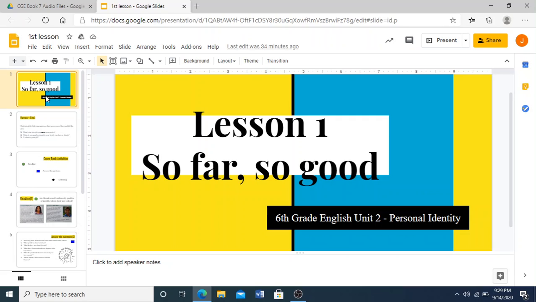Now, personal identity differs from one person to another because people are different. Therefore, we need to know ourselves. Our identity is what tells people about who we are. The easiest way to identify people is by their names, and secondly, by how they look physically. So that is just to give you a little tidbit about what personal identity is all about.